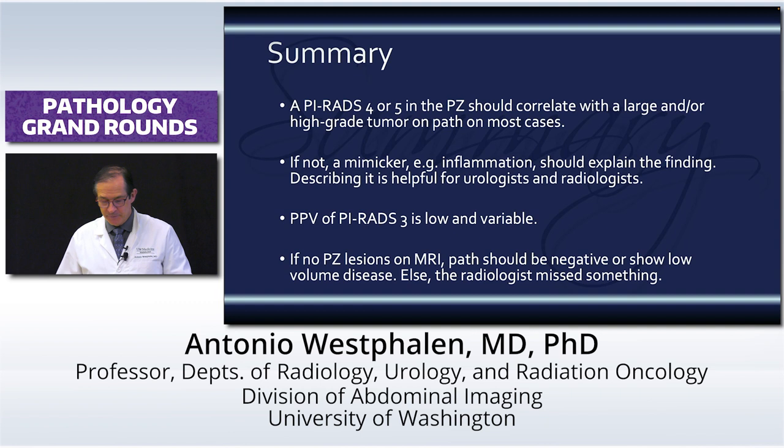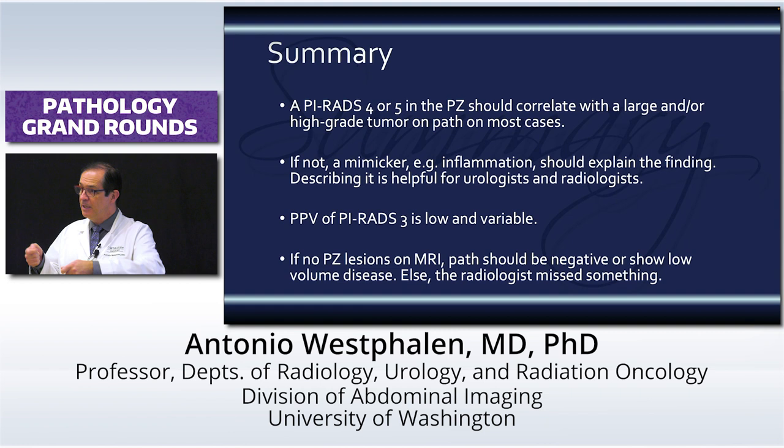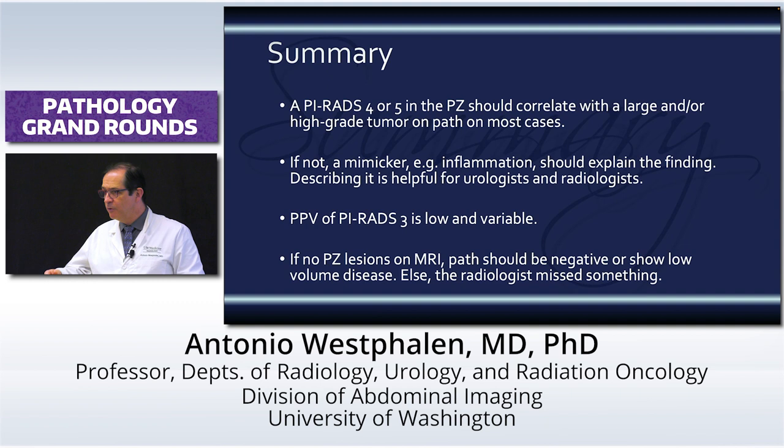If we have a PI-RADS 3, then things are less likely to be positive and be high grade, so don't be surprised if it's negative. And if there's no peripheral zone lesions described on MRI, PATH should be negative because they still will do a systematic biopsy, right? They will do the targets on the target we described, and then they do the systematic component. So if there is no target, we call it negative. So if you do find something, it should be small and low grade or lower grade. If you find something that's big and bad, we missed it. And it's good for us to know as well.